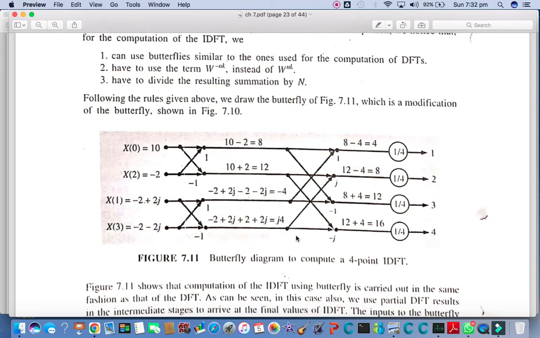So this is a faster way by which we can calculate the IDFT. This is called the IFFT, and it is done with the help of the butterfly diagram.